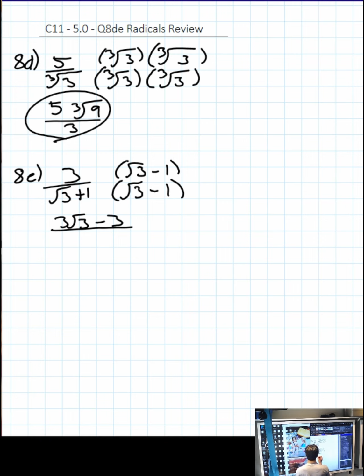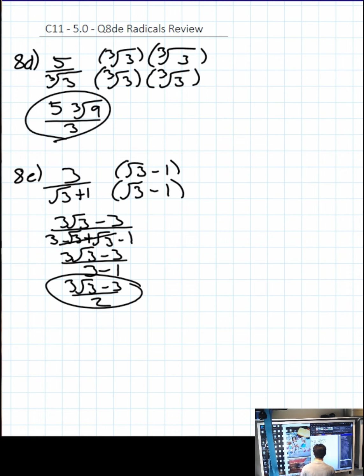We're going to do all the steps. Root 3 times root 3 is simply 3, minus root 3, plus root 3, minus 1. The middle 2 terms cancel, and we're going to get 3 root 3 minus 3 all over 3 minus 1, which is simply 2. So we can down the page say 3 root 3 minus 3 all over 2 and circle our answer.